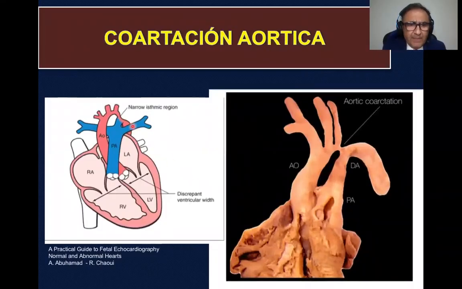Here we have an image in which you can clearly see exactly where the aortic coarctation actually occurs, again in the area located between the left subclavian artery and the ductus arteriosus, that is, right at the level of the aortic isthmus.